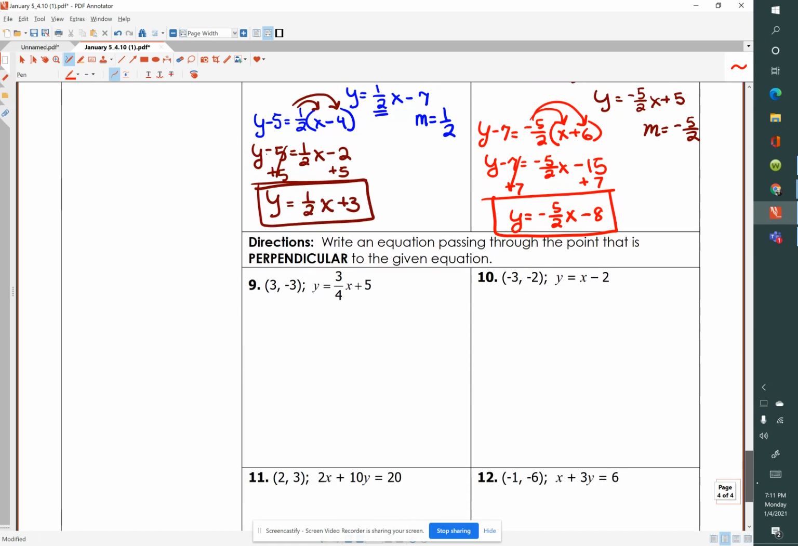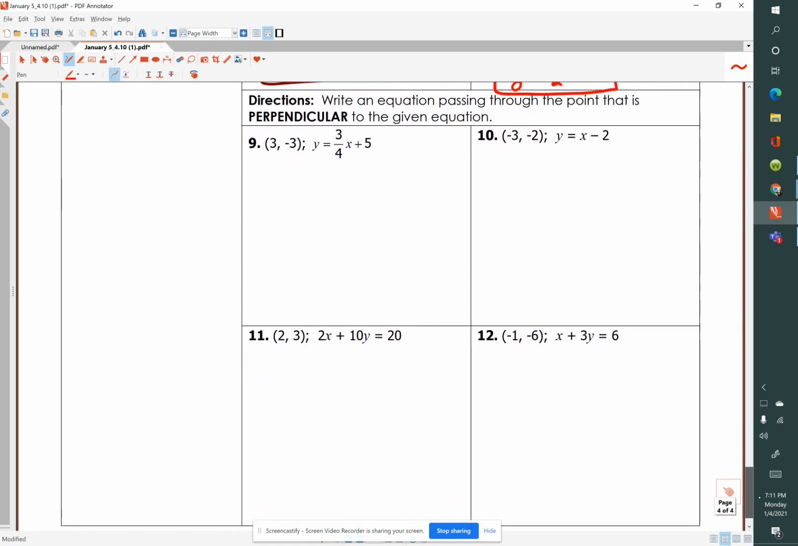So we have 4 more problems, but this time we're looking to write perpendicular lines, a line that is perpendicular to the given equation. So we need to make sure that when we find the slope, that we then determine the negative reciprocal. So the slope in the first example, we have a point of 3, -3, and the slope is 3/4. The negative reciprocal of 3/4 is -4/3.